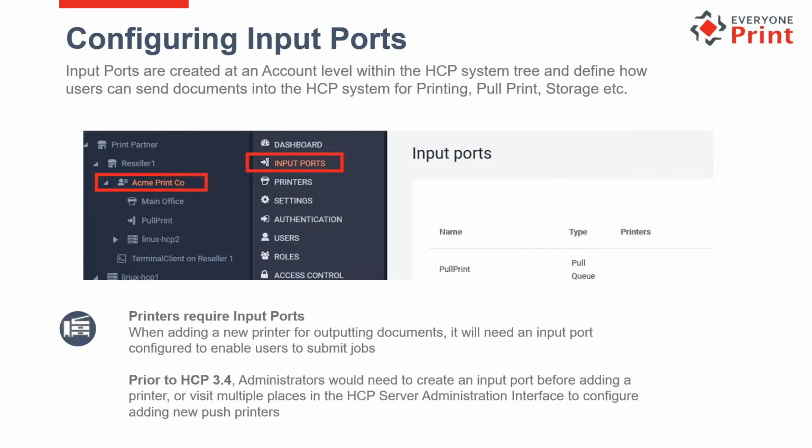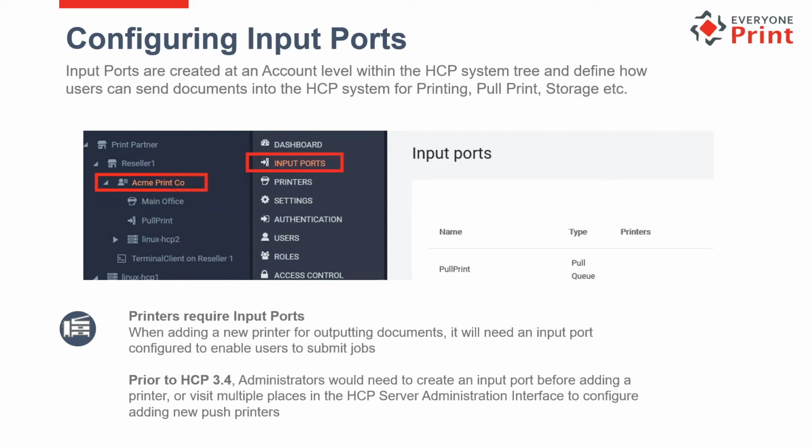Another area that we've improved is around configuration of input ports. So input ports are ports that are created at an account level to define how users send documents into HCP for direct print, for pool print, for storage, etc. And whenever we create an output port or a printer, it needs to have an associated input port for the user to be able to submit jobs.